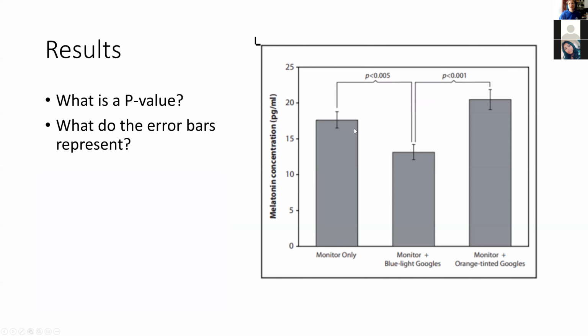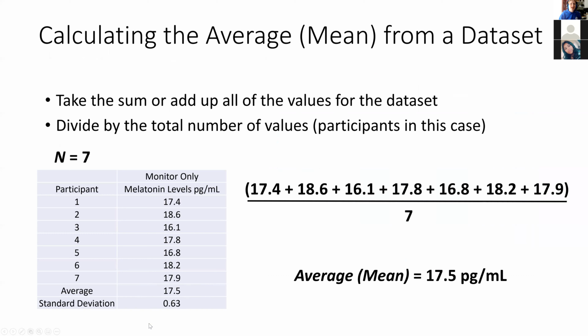So if you're looking at the monitor only, the average is up here at about 17.5, so right in between 15 and 20. And the error bar is this range around this region. How much variation did they see in their data, right? And so the average is what's shown, and then the error around that average is called the standard deviation. And so I'll show you how to calculate both of these values here to make a data chart.